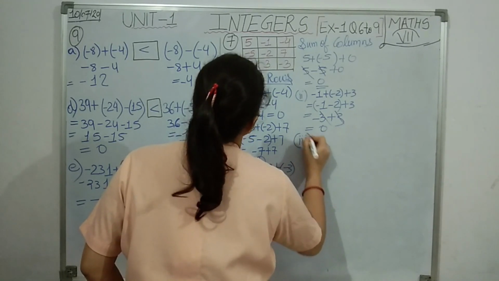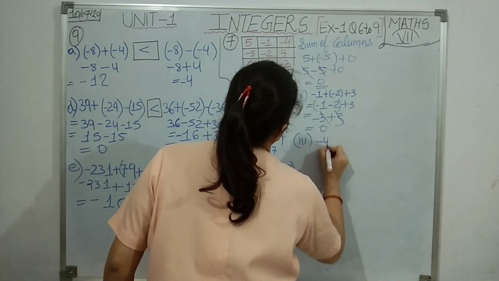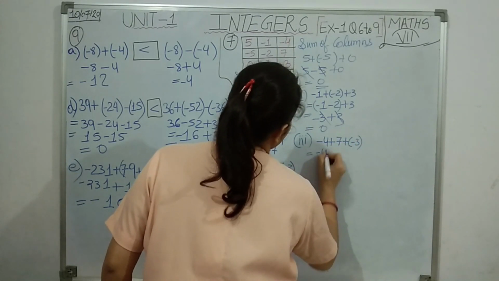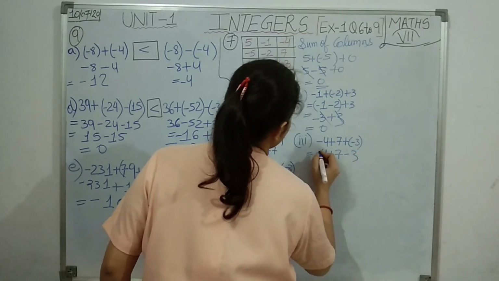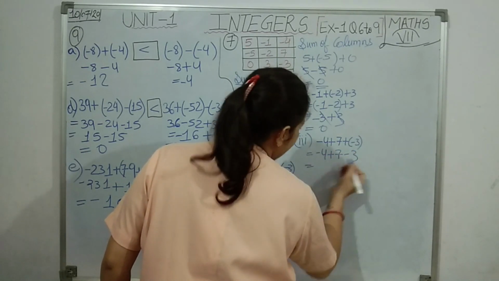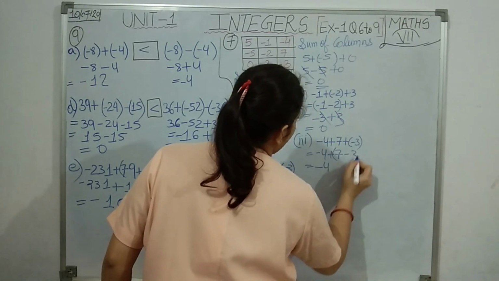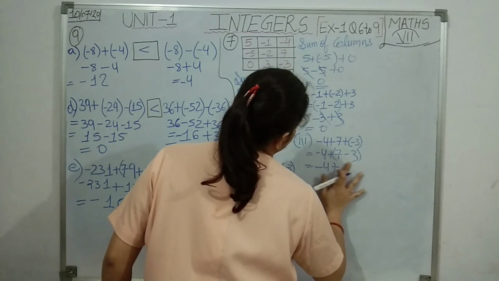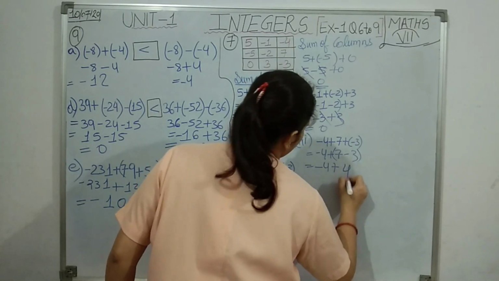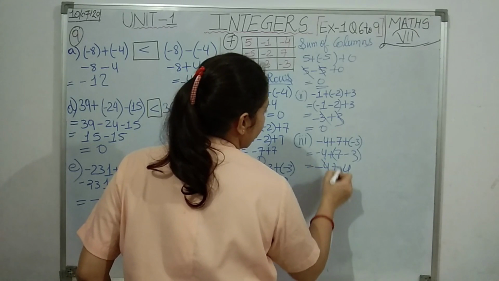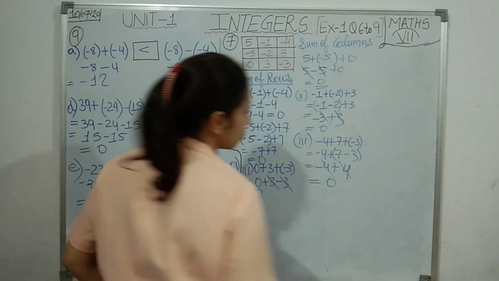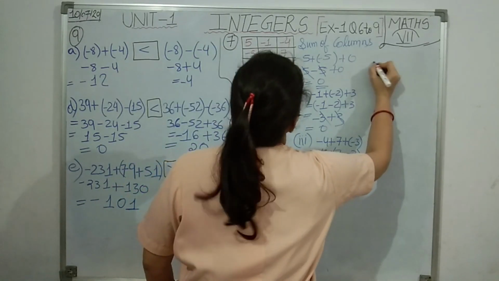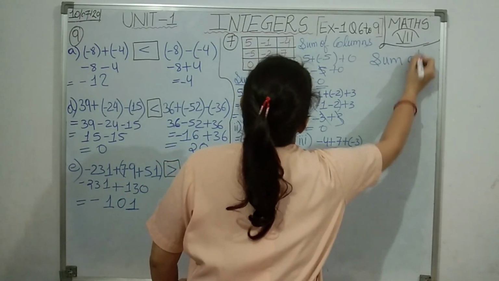Third column we are going to see, students: −4 plus 7 plus (−3). Again −4 plus 7 minus 3. Solve this first or the last two first. 7 minus 3 is 4. So again −4 plus 4 we are going to get 0. So here also 0. Then now we are going to calculate the sum of diagonals, students.